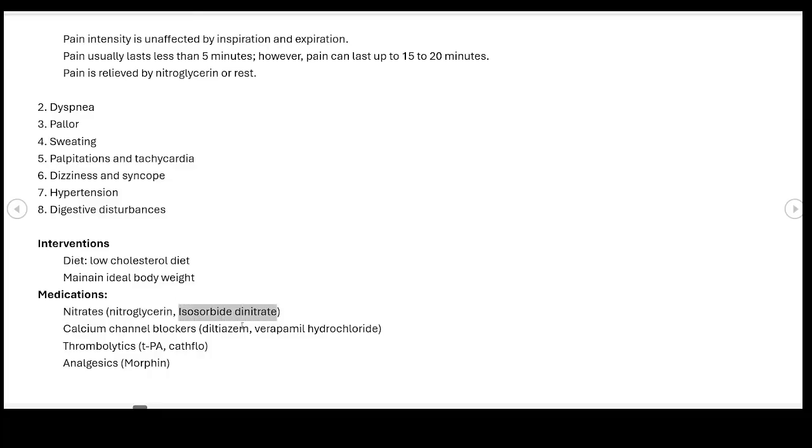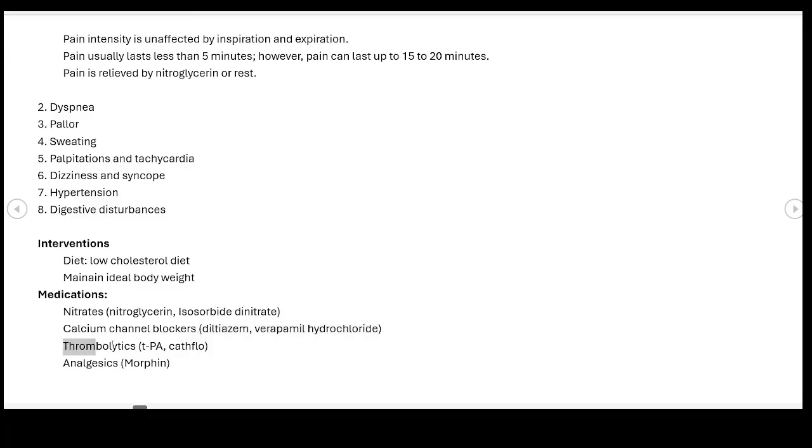This is a long term that will prevent the angina from happening. We did talk about calcium channel blockers. The most common ones that we use are diltiazem and verapamil hydrochloride. These are the ones that help dilate the blood vessels.